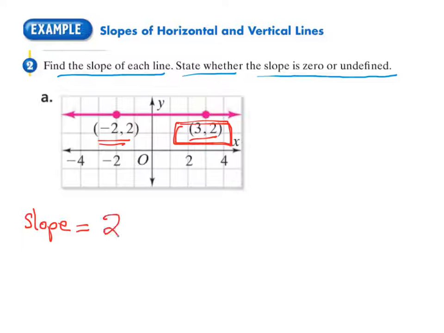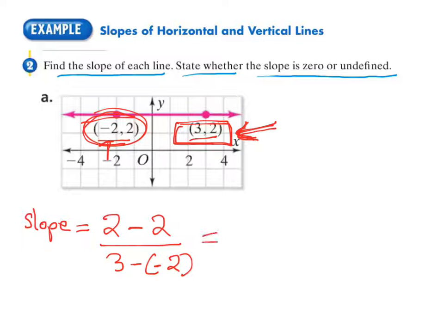2 minus, what is the y coordinate of this? 2 again, divided by change in the x coordinate. Because we started from this point, we have to take the first x coordinate from the same point. And x coordinate in this point is 3 minus, what is the x coordinate in this point? Negative 2.